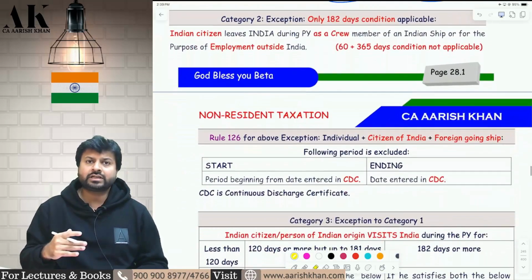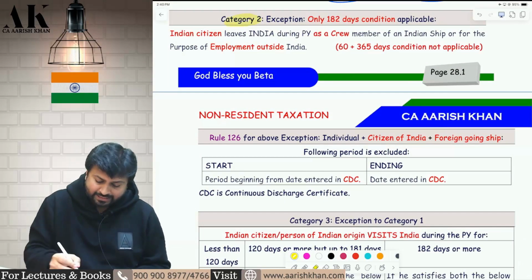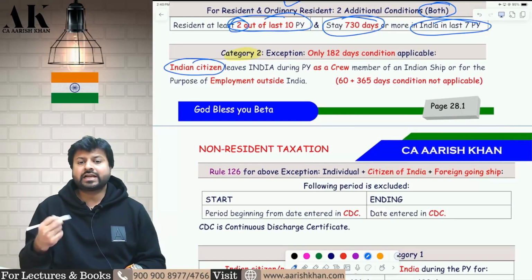But second, third and fourth categories are for certain specified persons. It is not for everybody. Like the second category is only for Indian citizens. Which kind of Indian citizen?